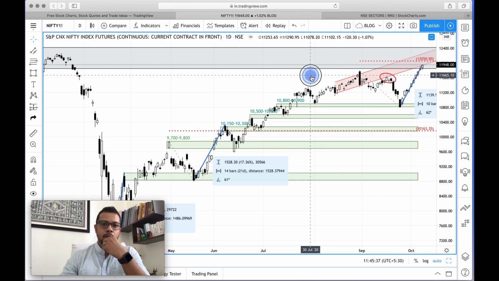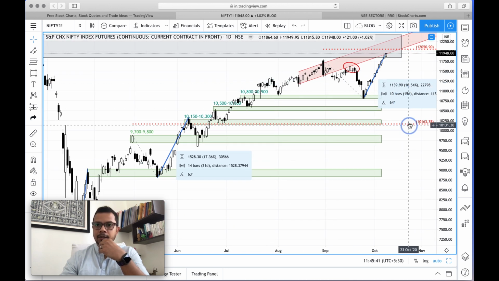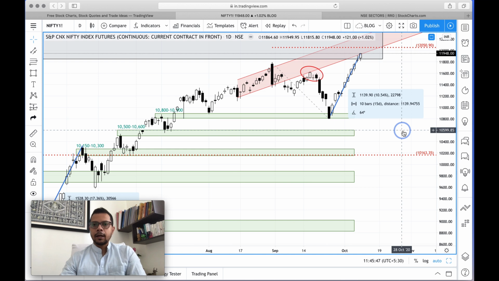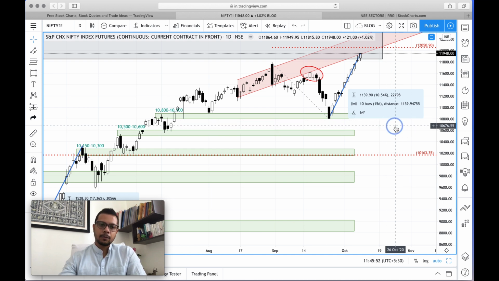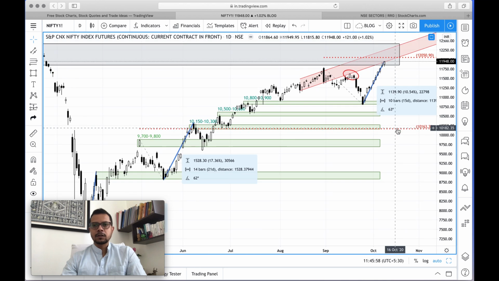The second point I would like to bring to your notice is the nature of this rally. TradingView has a tool called the info line. If you can see here, these are these blue boxes. Let's zoom in. This bounce back that we have in our hands right now is close to 11%. It's taken around 10 days from low to high, and the angle of this move is around 62 to 64 degrees.